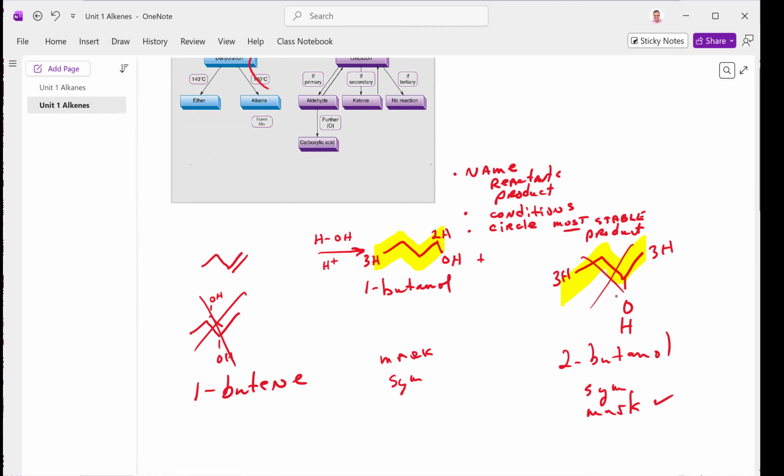Symmetry. The one on the left is all one-sided. The one on the right is more balanced. So symmetry and Markovnikov win. That means if we were going to make 1-butanol, we're going to have a whole bunch of the other product, impurities we need to get rid of. But it's going to be the more stable product of the two. So we may get a 30-70, 40-60 mixture.